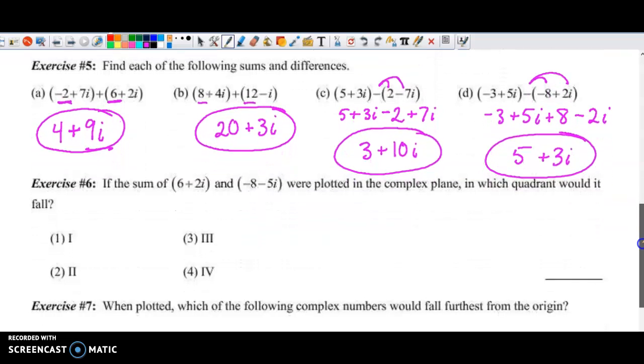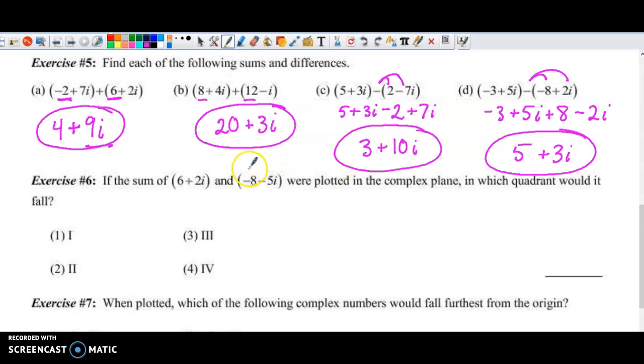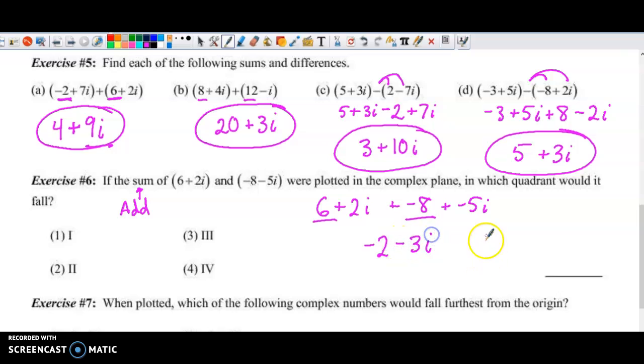So the thought process, though, is if we were adding two pieces together, we could find out what quadrant we're in. In case you didn't know, the word sum means add. So you could go ahead and just add them together. And 6 minus 8 would give me negative 2, and 2i minus 5i is negative 3i. So now you can figure out that's left 2 and down 3 on my imaginary axis, so we're in quadrant 3.